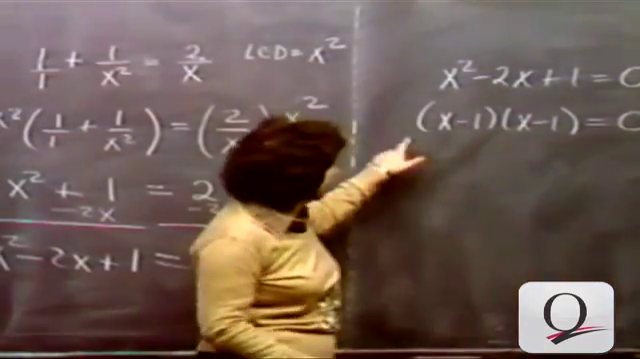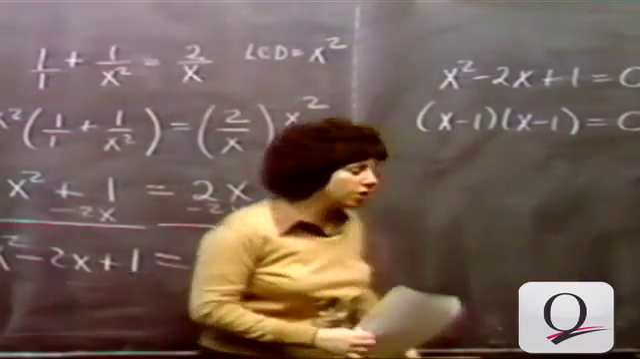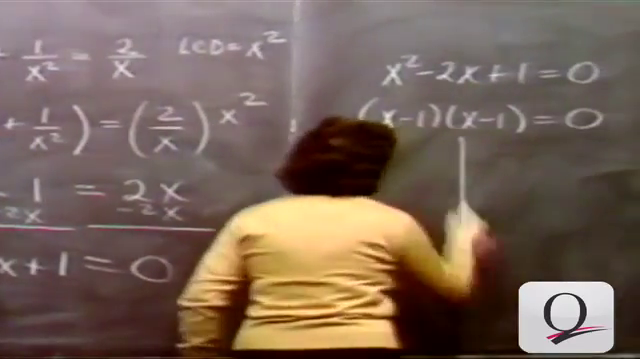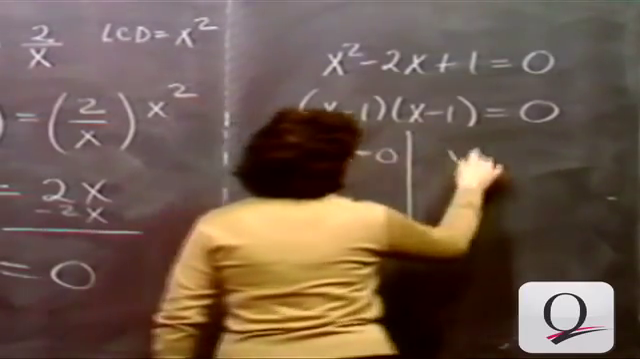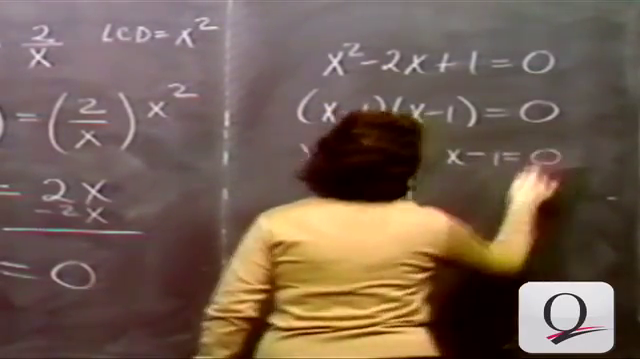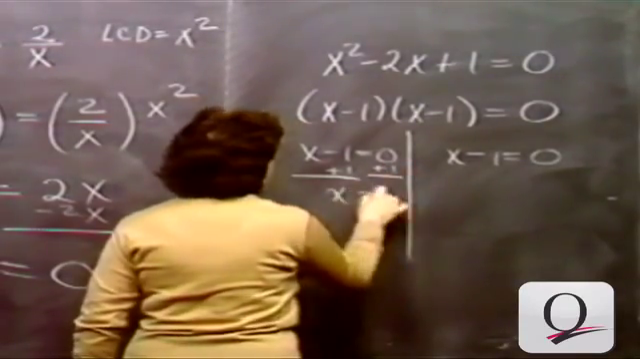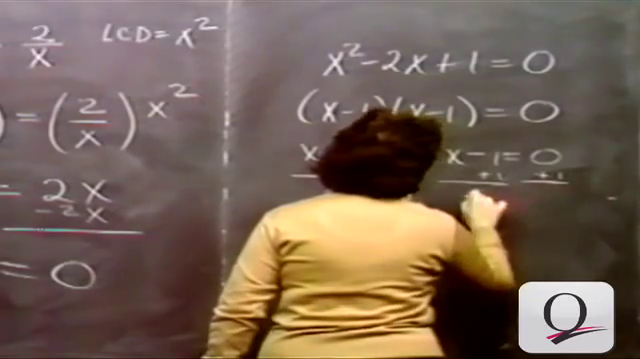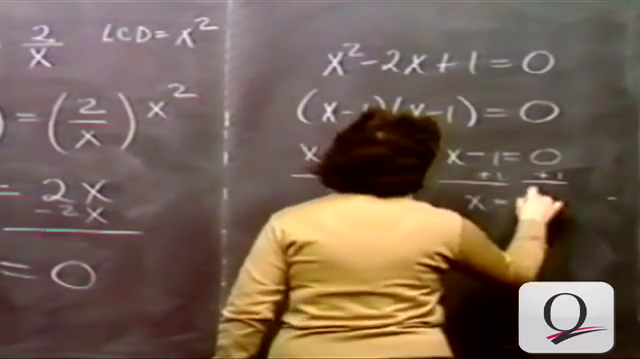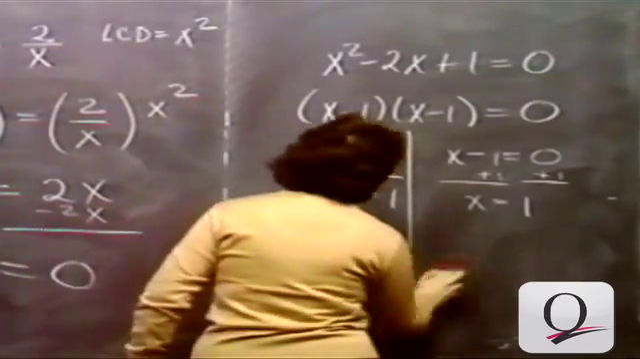Checking by FOIL, we get x squared minus x minus 2x plus 1. This gives, if the product of two numbers is equal to 0, then either of the numbers could be equal to 0. Adding 1 to both sides gives you x equals 1. And of course, here also, you get the same solution. So in this particular example, we have only one solution, namely x equals 1.